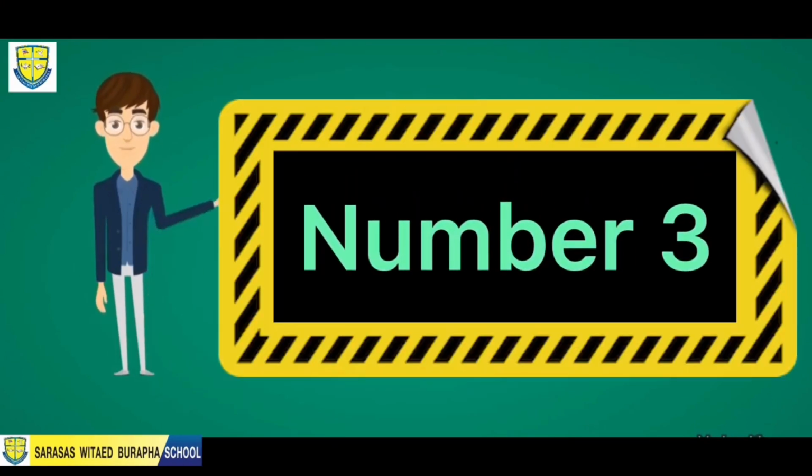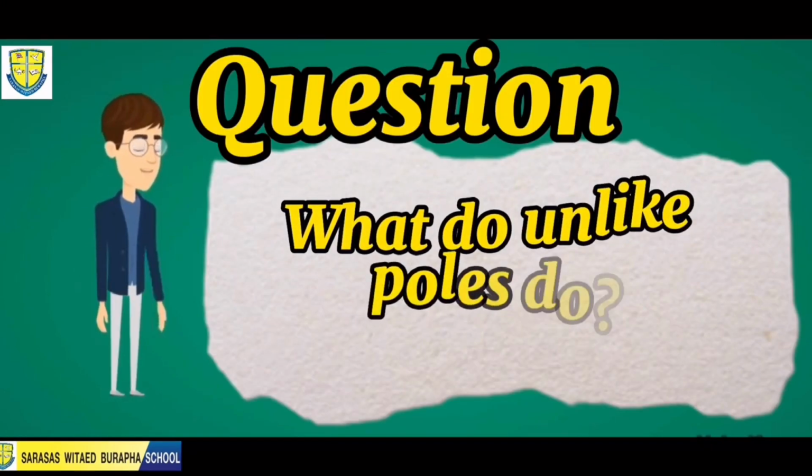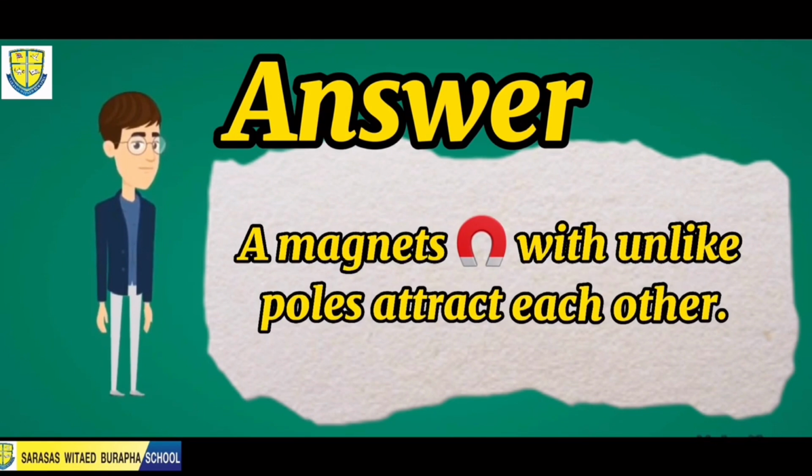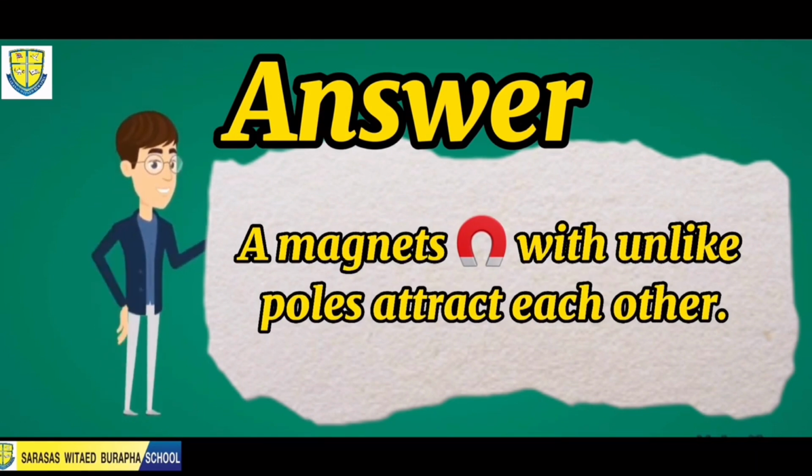Number 3. What do unlike poles do? The answer is magnets with unlike poles attract each other.